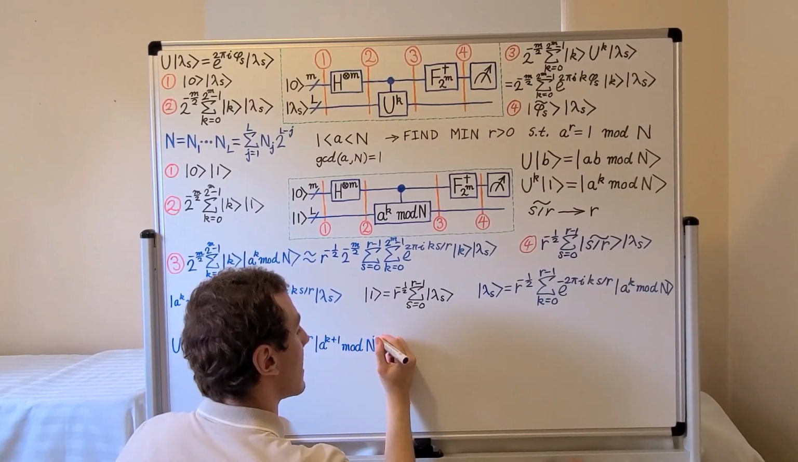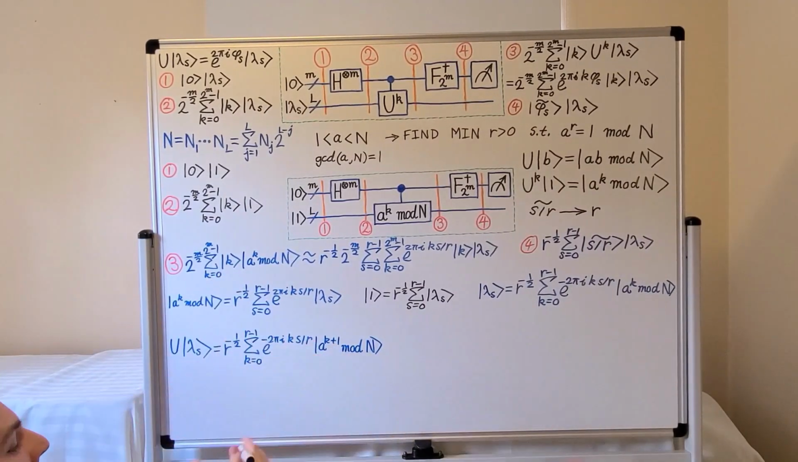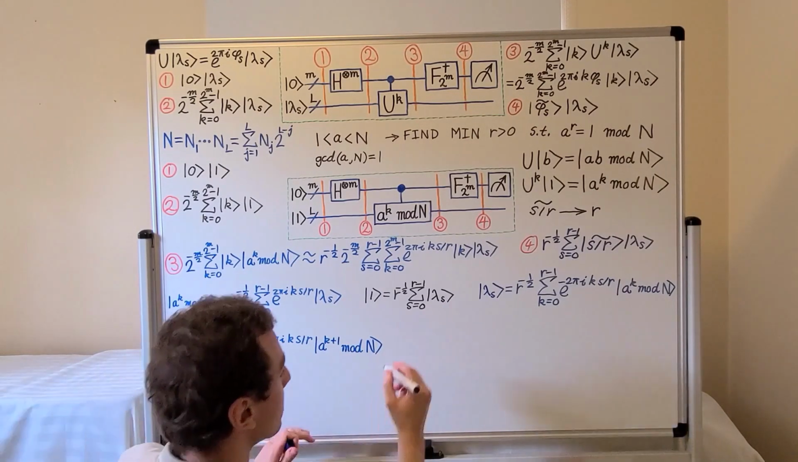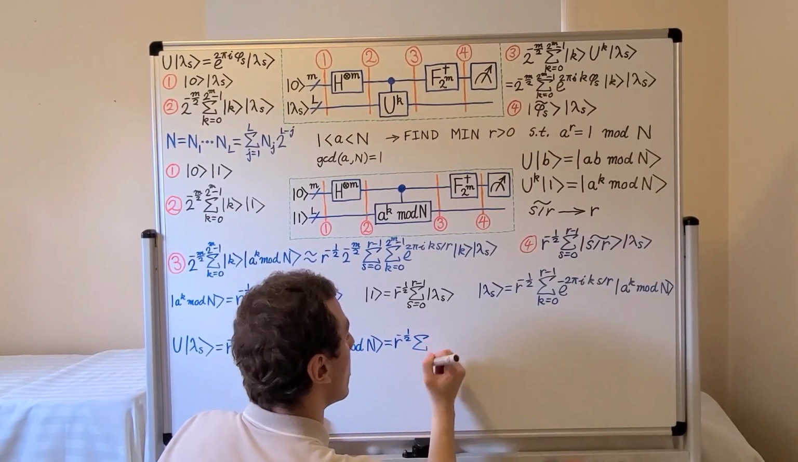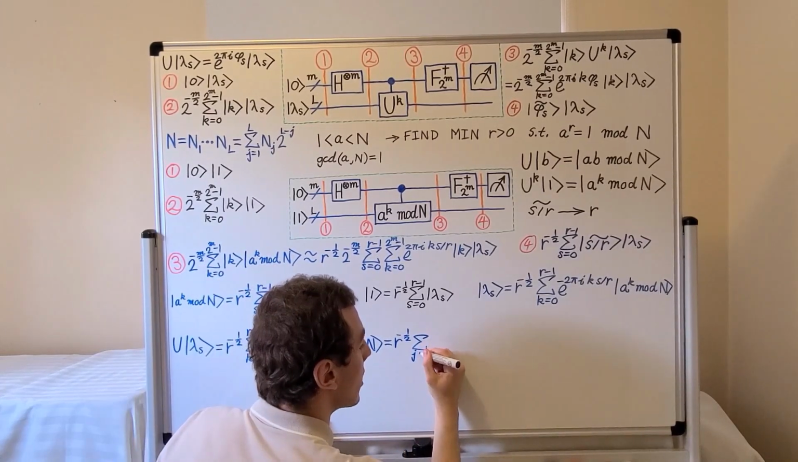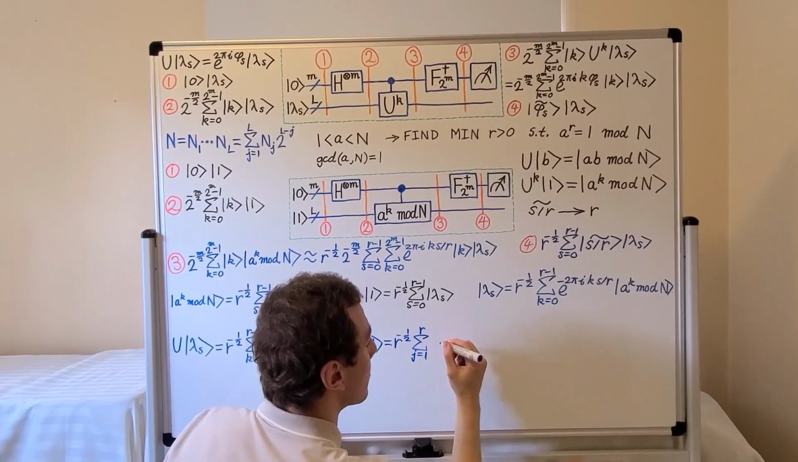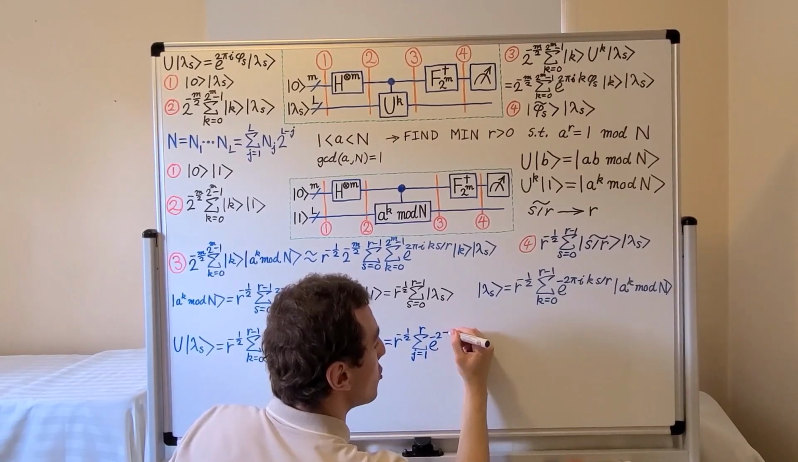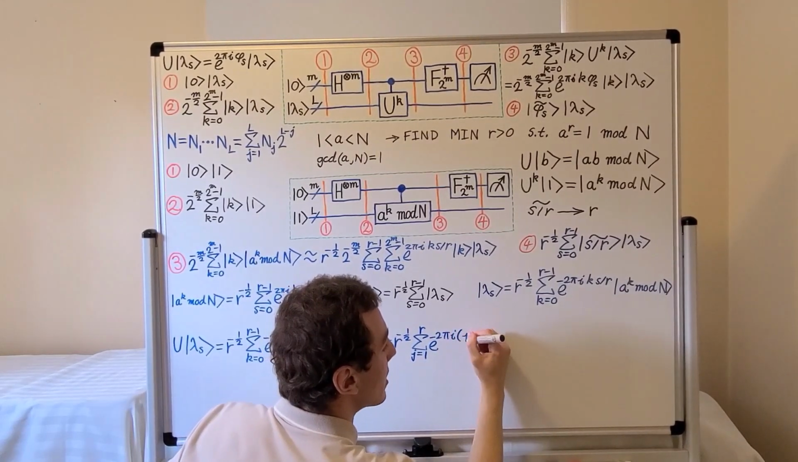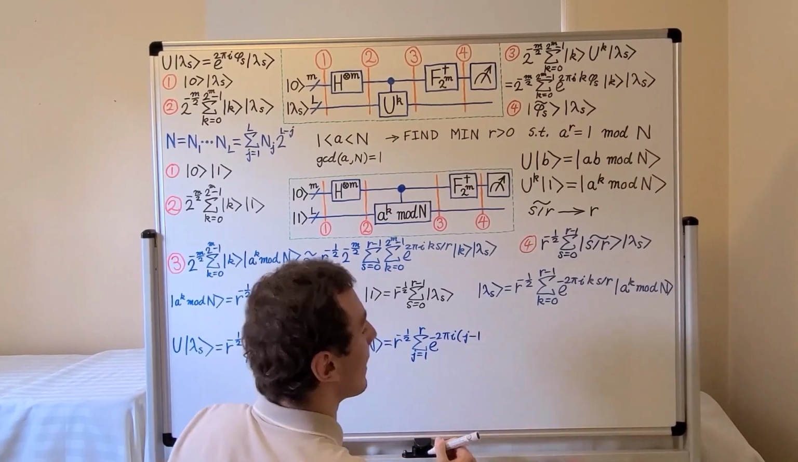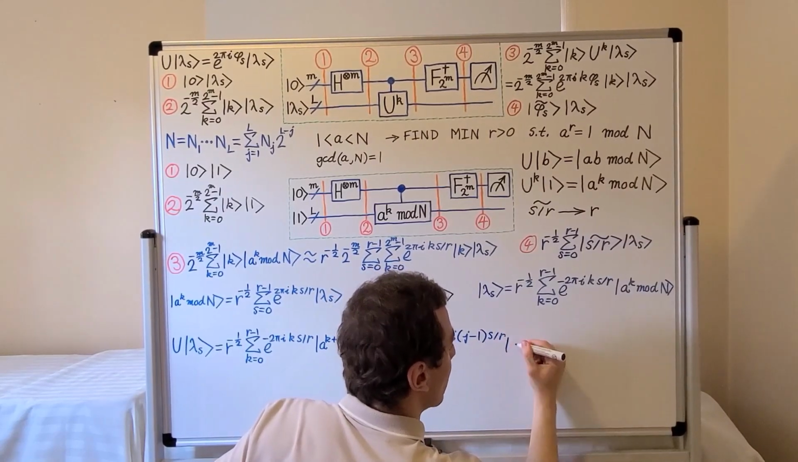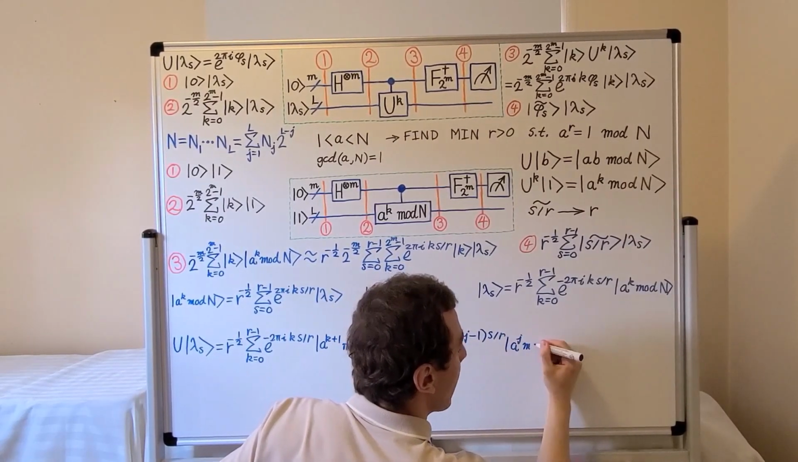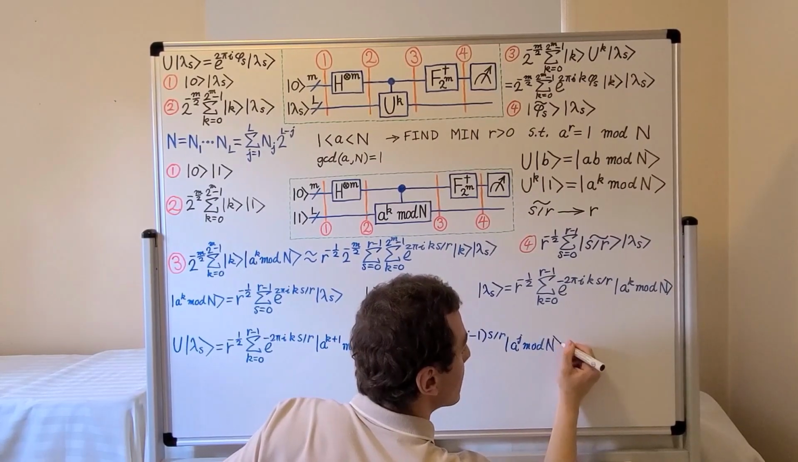We have mod n. Now that we have this format, let's change this k to another index. We can call that index j. Then we're going to have r to the minus 1/2, the sum over j going from 1 up to r, e to the minus 2 pi i times j minus 1 times s on r. And we're going to have a to the j mod n as the label for this state.